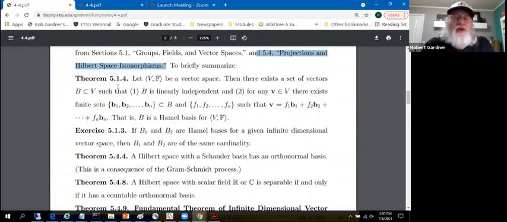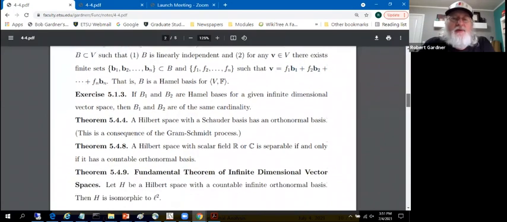We've already done the 5.1 stuff, but Theorem 5.1.4 says: given a vector space V over F, so we're taking the scalar field to be any old field in this particular result, there exists a set of vectors B such that B is linearly independent, and any vector v is some linear combination of those vectors in that set B. In other words, that set B is a Hamel basis. So Theorem 5.1.4 says every vector space has a basis, where basis is defined in the sense used in sophomore linear algebra, always with finite linear combinations.